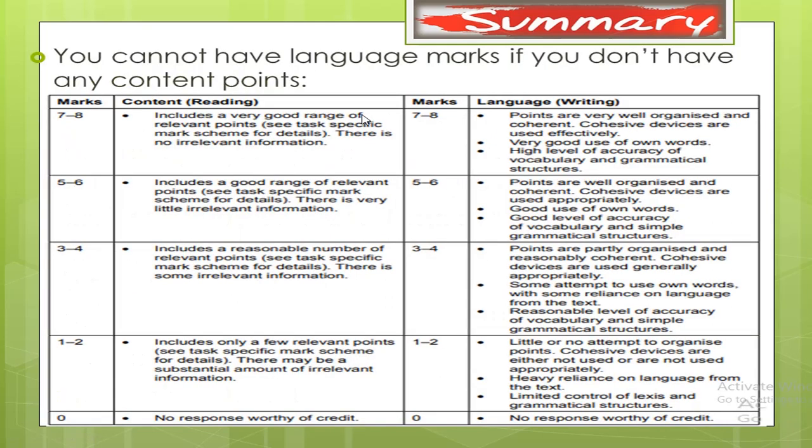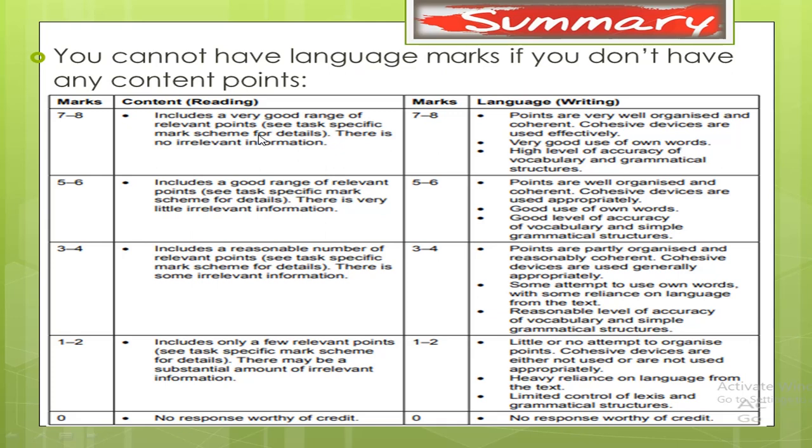What are the marking criteria for summary writing? There are two parts for that. One is content, here we can see reading, that is focusing on the reading skill. Secondly, focusing on the writing skill, that is language. So let's have a bird's eye view of that first, and after that we will take a deeper look. First, we can see the range of marking 7 to 8 for content, and here also 7 to 8 for language. So how can we get 7 to 8 marks for content?